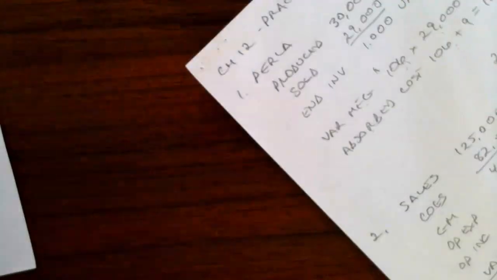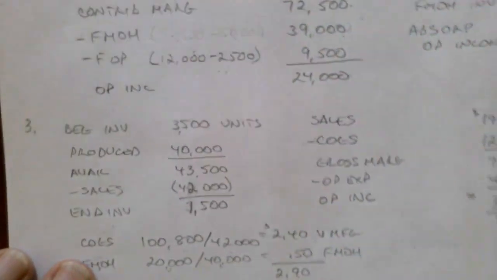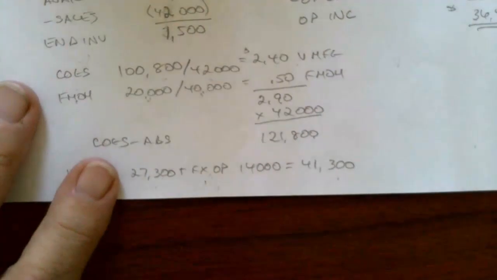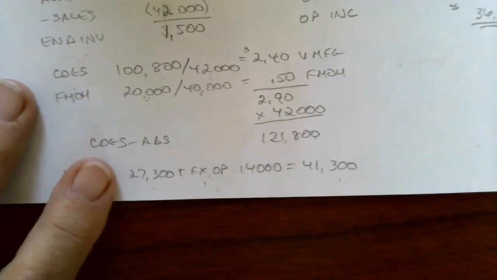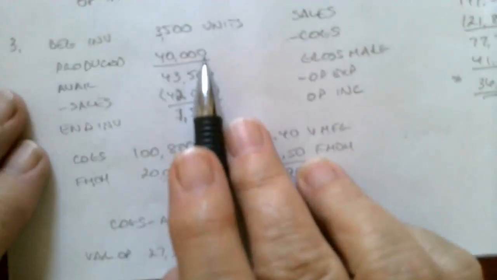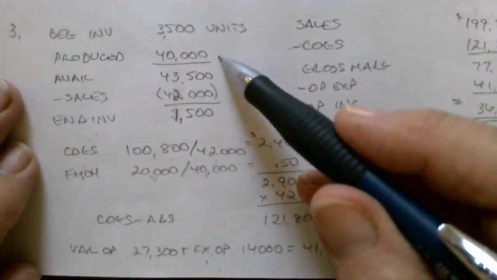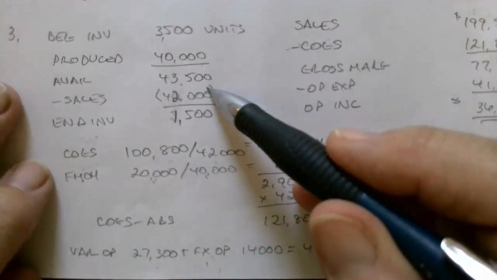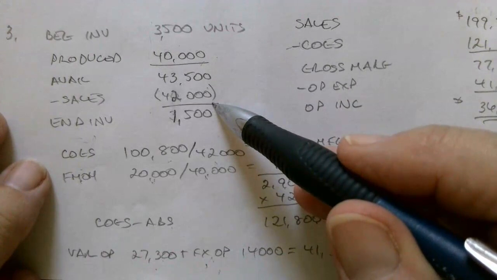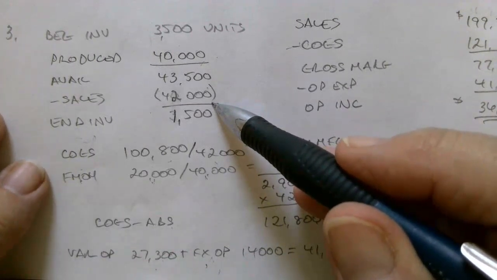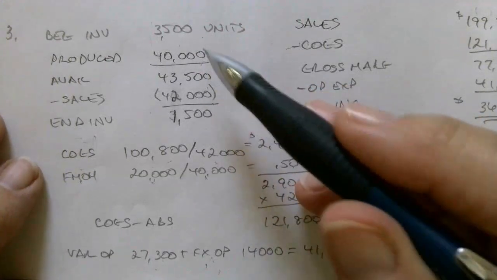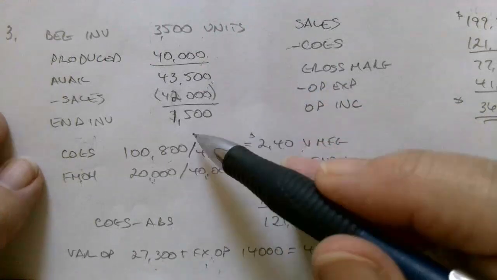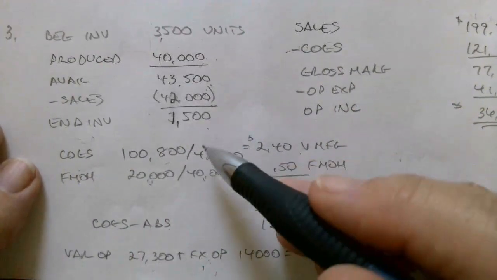Okay, so here's our beginning inventory, 3,500 units. We produced 40,000, so we've got a total available of 43,500. We sold 42,000, yeah, sold 42,000. So 3,500 beginning, produced 40,000, so 43,500 is available. We sold 42, so our ending inventory is 1,500 units.